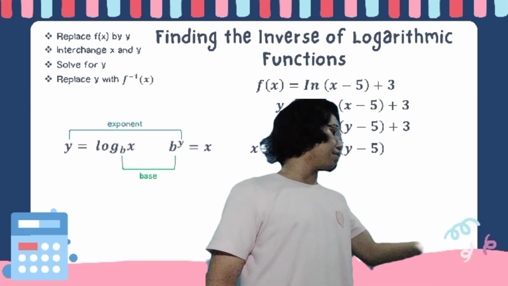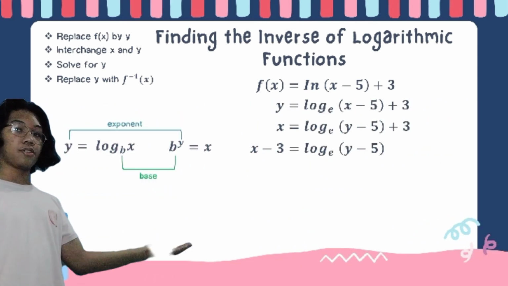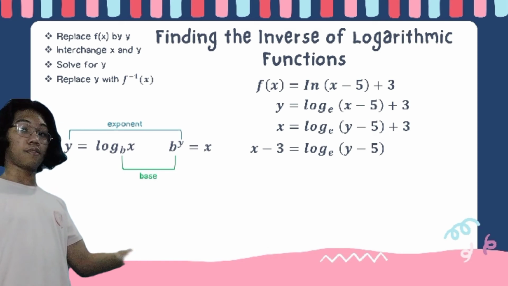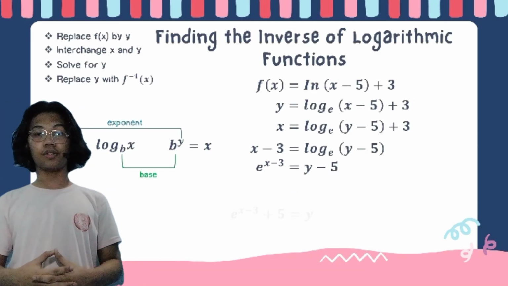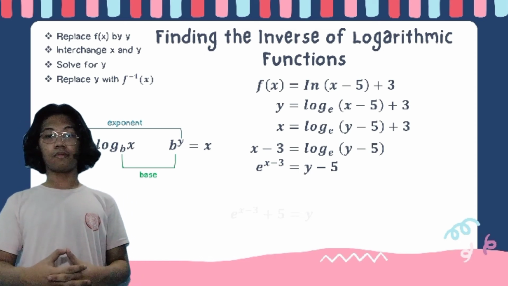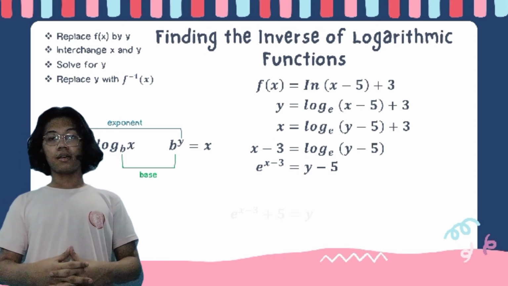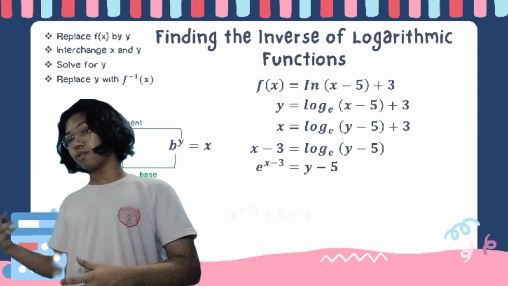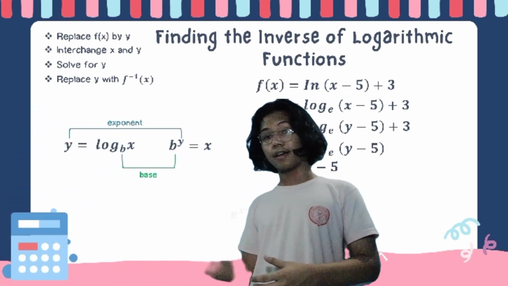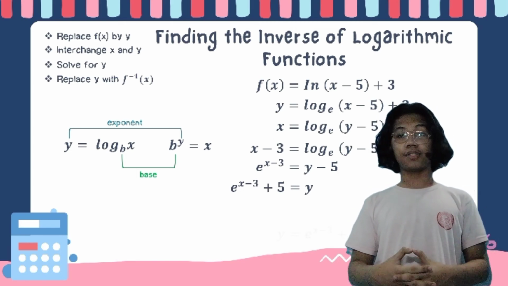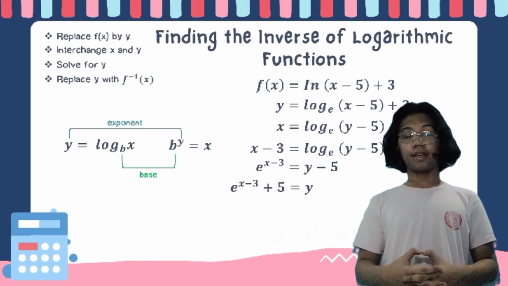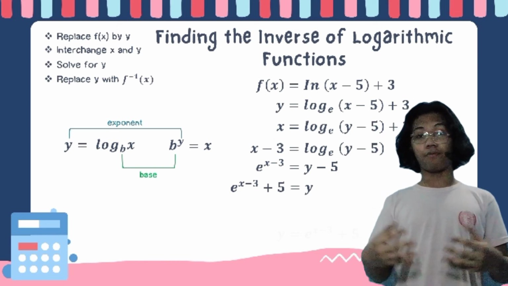So we're going to look again at this equation and how to transform to exponential functions. And if we follow it, we're going to have e raised to x minus 3 equals y minus 5. So last thing to do is we're going to transpose negative 5 to the other side. So it's going to be e raised to x minus 3 plus 5 equals y. And now we solved for y.